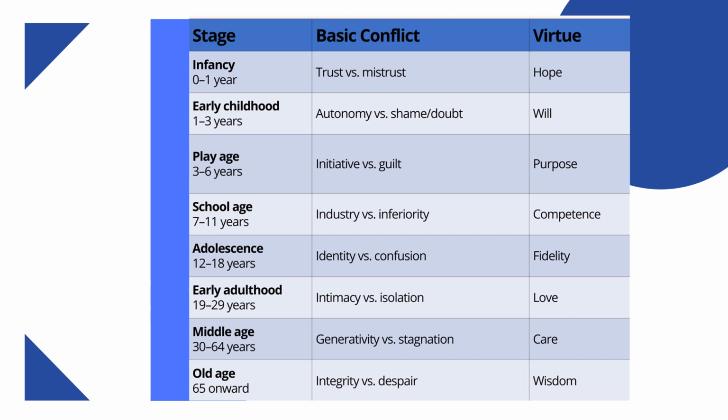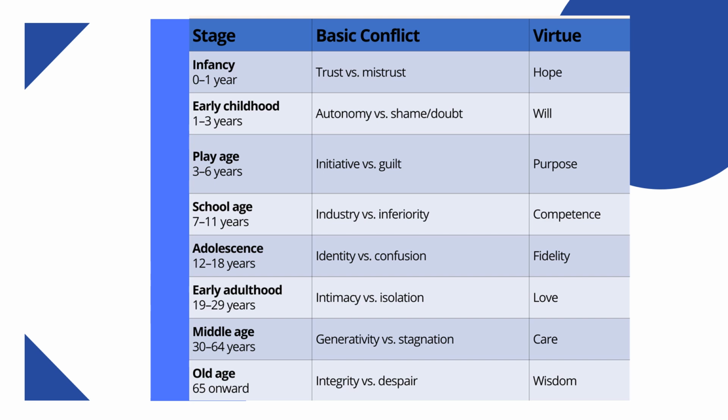The focus is on the virtue of hope. In the next phase of childhood, 1 to 3 years, they resolve the conflict between autonomy and shame and doubt. The facet of early childhood choices has a lot of importance in how the child behaves as an adult.